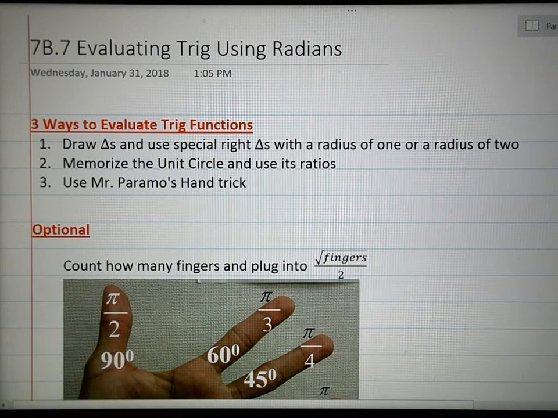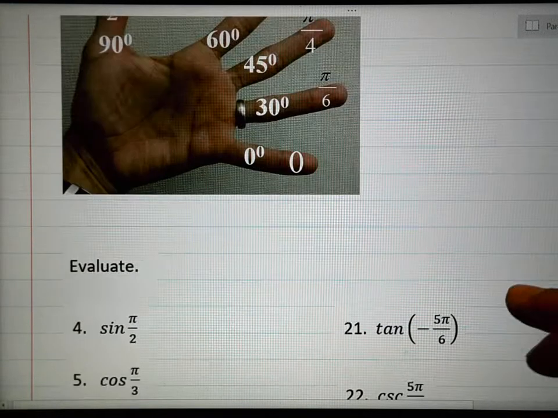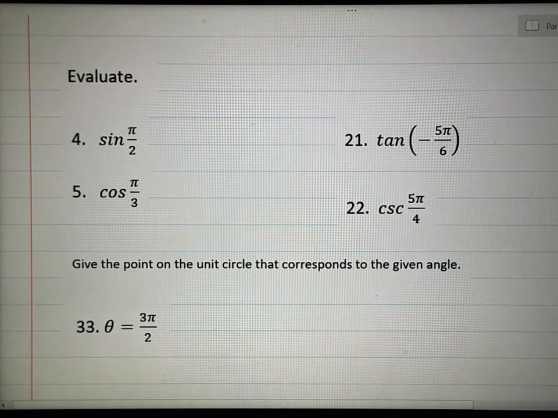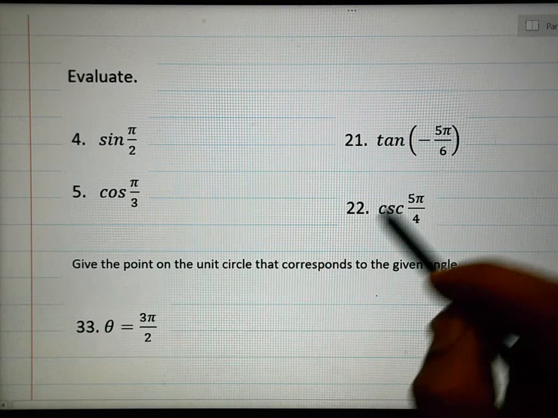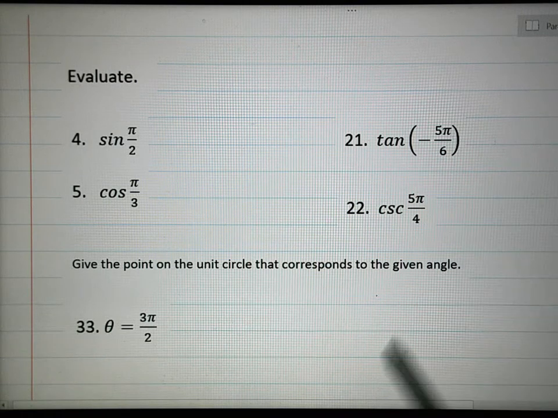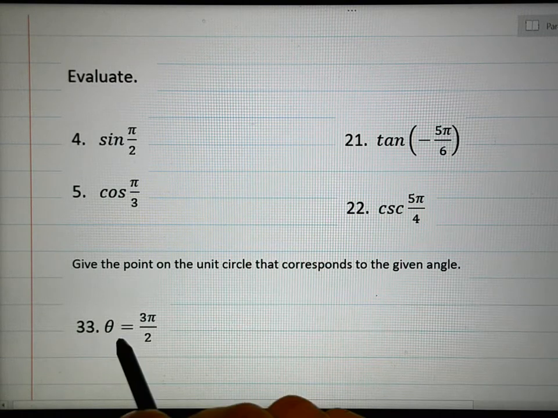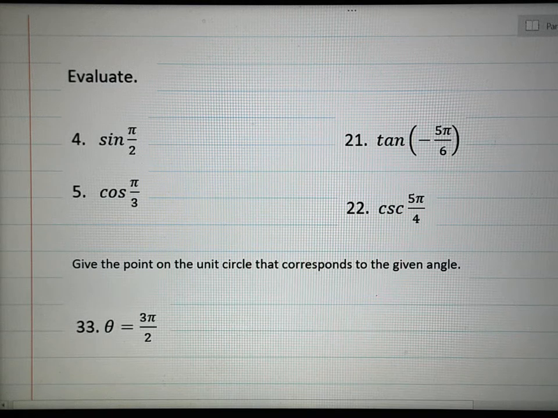7.7, you're now going to take what you know about radians, instead of drawing them where they are, knowing what quadrants they're in, you're now going to have to do some trig functions. In the problems that you have to do, now you're doing the sine of pi over 2, or the cosine of pi over 3, or the tangent of negative 5 pi over 6, or the cosecant of 5 pi over 4, or the point on the unit circle that has an angle of 3 pi over 2. You're going to have to now do all 6 trig functions with the angles being in radians.